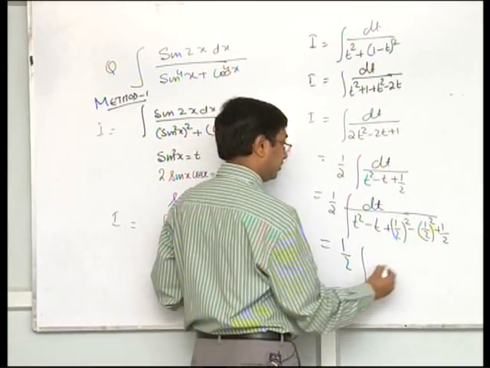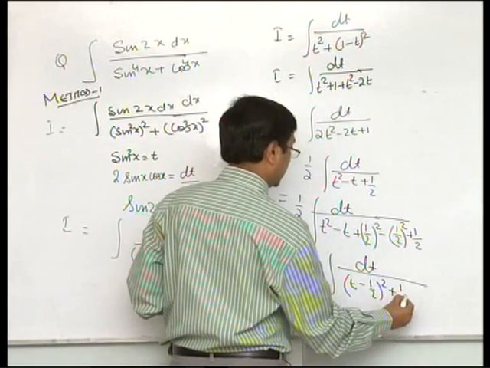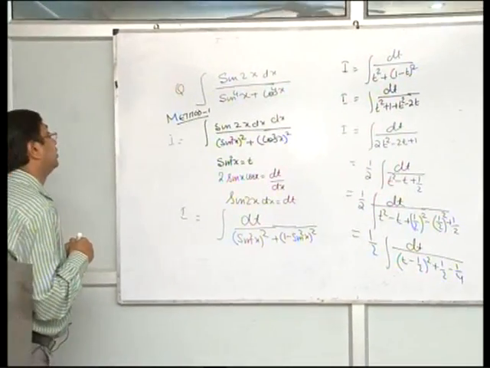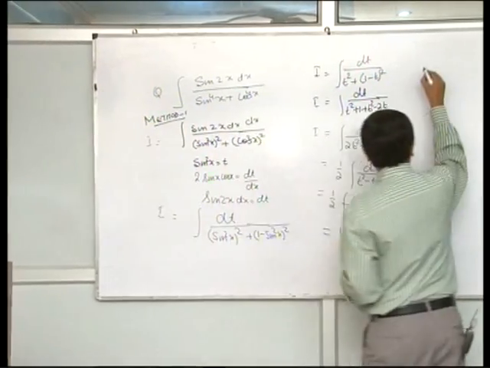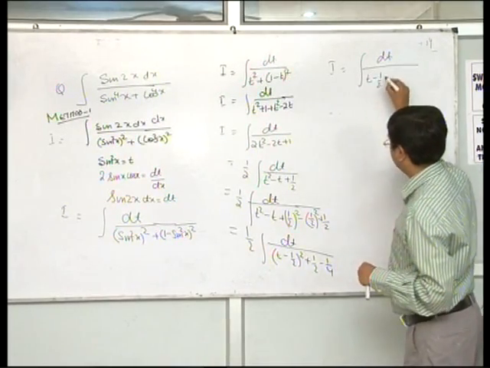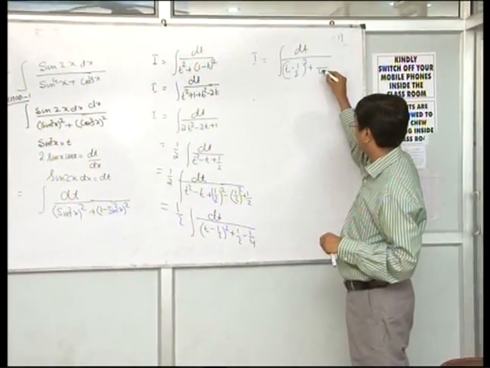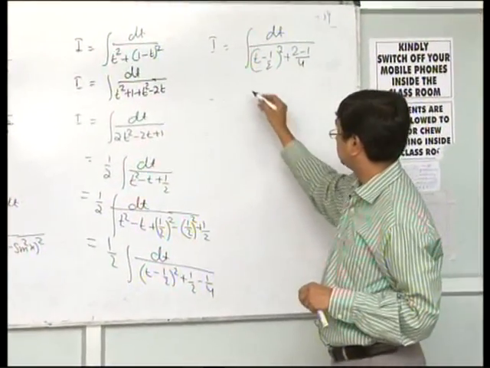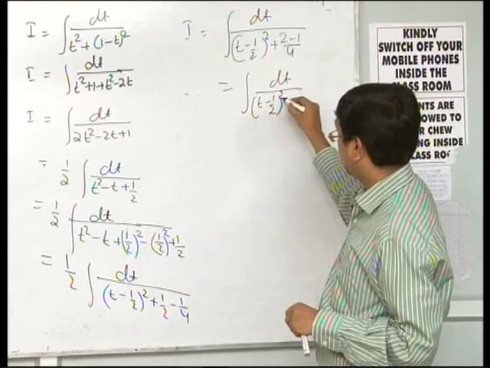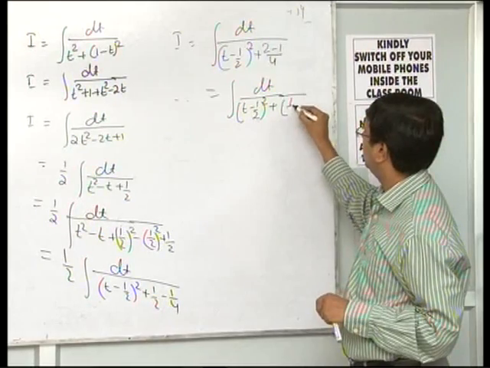So what you will get is half dt upon (t minus half) whole square plus 1 by 2 minus 1 by 4 plus 1 by 2 minus 1 by 4. So this can now be written as dt upon (t minus half) whole square, and this would simplify once you take the LCM. So 2 minus 1, that's 1 by 4. So now this can be written as (t minus half) square, and after simplifying we would be getting 1 by 4 over here, that can be written as half square.